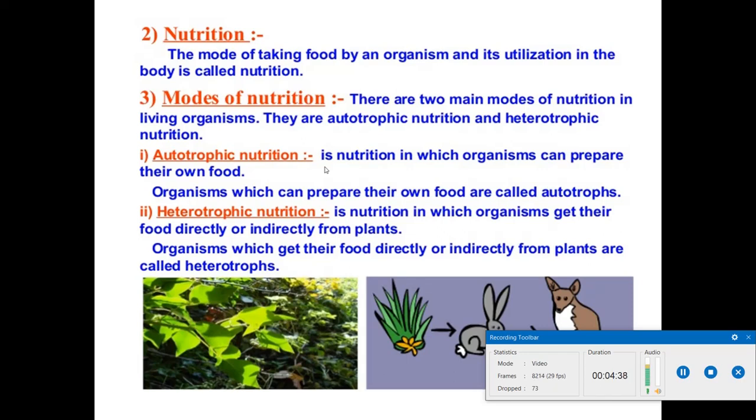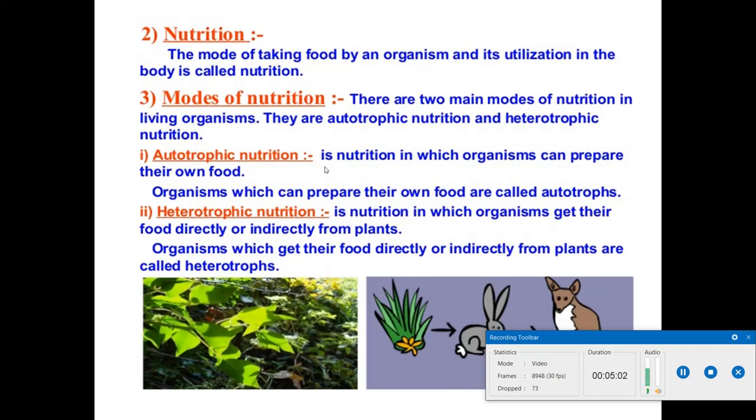Can you name the organism that prepares its own food? Yes, I think you would have guessed right. That is green plants and some blue-green alga. So, organisms which can prepare its own food are termed as autotrophs.